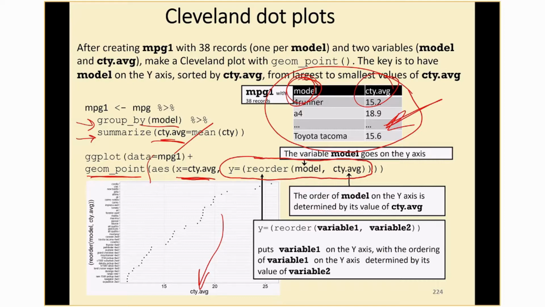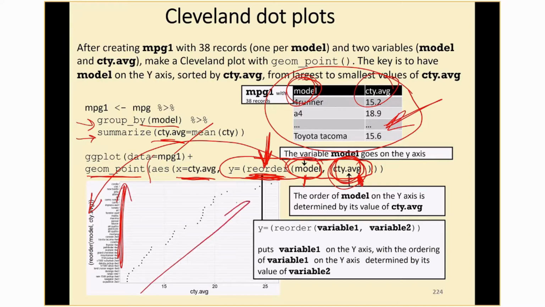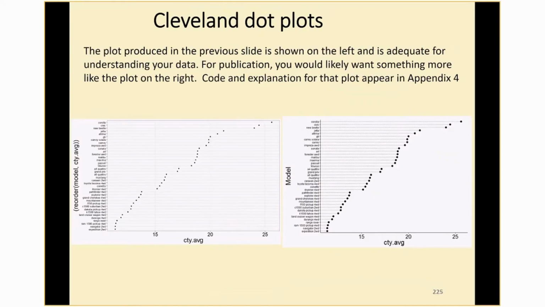And we're using the reorder function. This reorder function takes two arguments. It takes this argument, and it takes that argument. This argument here, model, means that what's going to be on the y-axis is the model. The role of city average is that, because we're using the reorder function, city average is going to determine the order in which these models appear. They're going to be ordered in such a way that when you look at the order of these models, they reflect an increase in city mileage. So that's the particular plot we made.